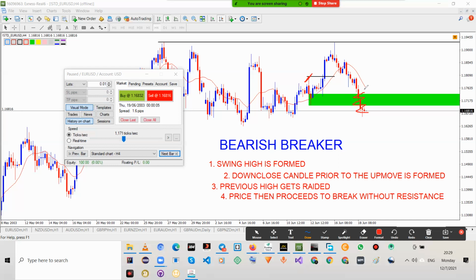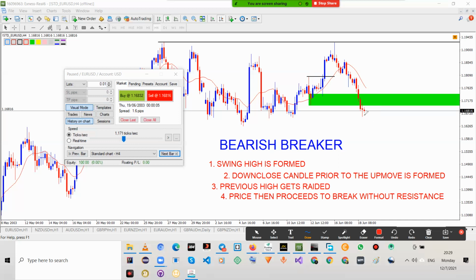As you can see what's happening right here, before it becomes a breaker, we could be seeing it as a bullish order block. But once it gets broken and price proceeds through it without any form of resistance, we clearly can say that this is a breaker now. This is not yet the part where it becomes a bearish breaker. It is just a bearish breaker in formation. I hope you get what I mean, because it has met all our rules.